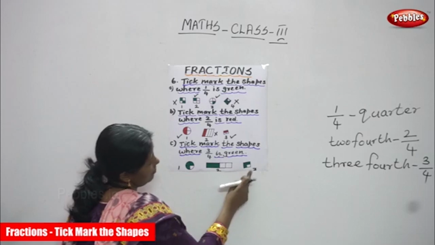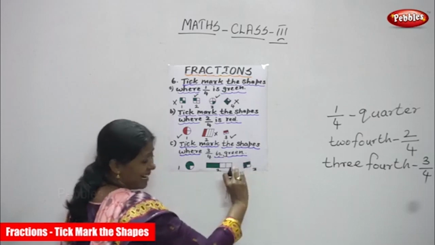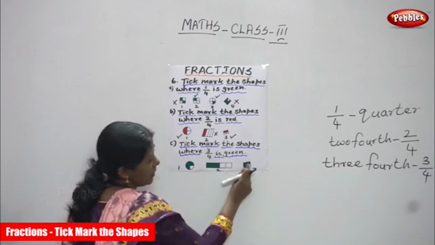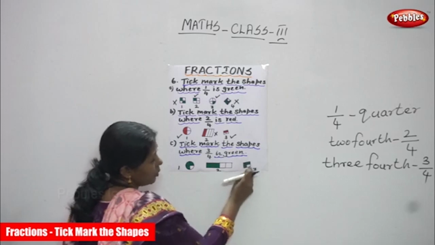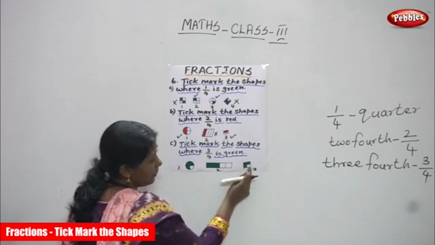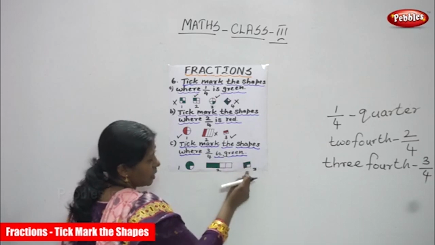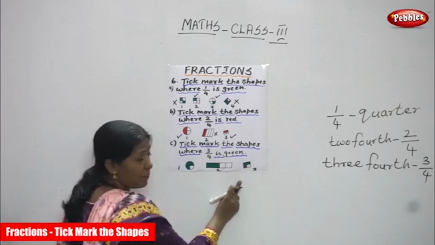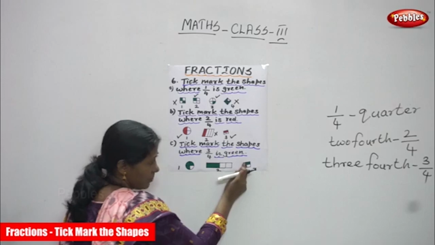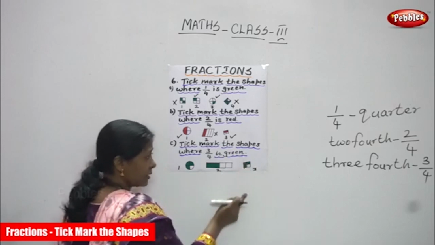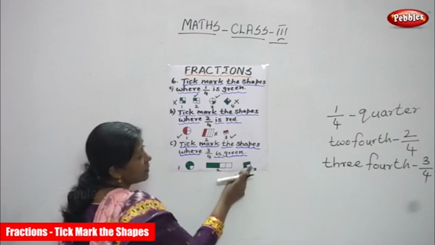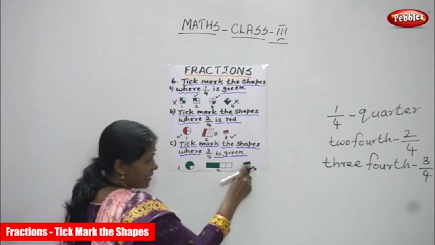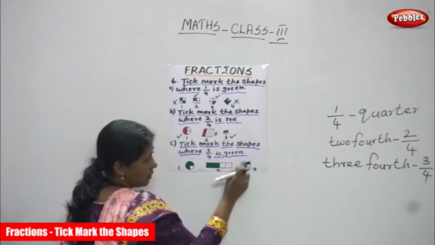Next diagram. So the third diagram, this is also a square but a little slanting. So how many parts did I shade? 3. I cut into 4 equal parts. First part, second part, third part, fourth part. I cut into 4 equal parts, but how many parts did I shade? 3 parts. So first part green in color, second part green in color, third part also green in color. The one part I didn't shade because I just left it over.